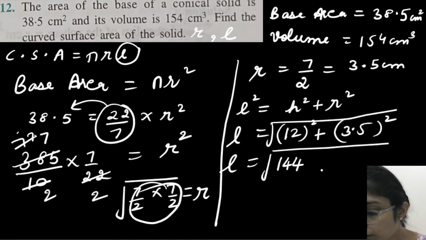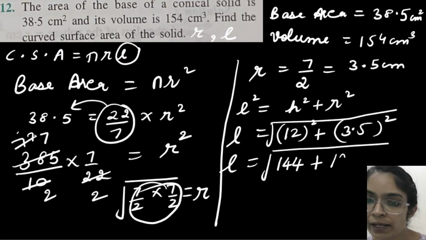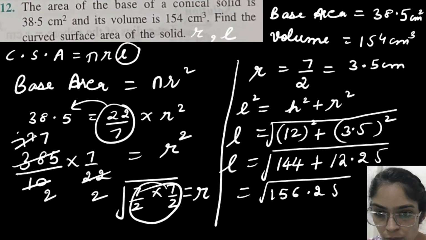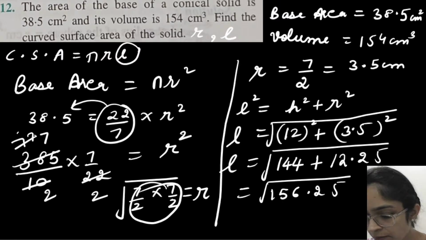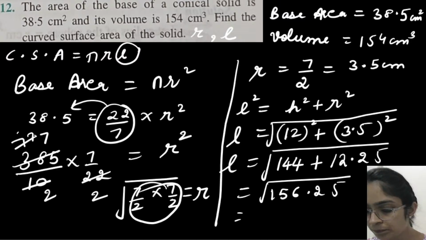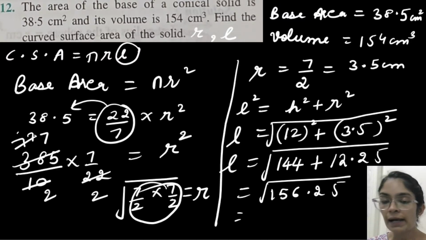Nikita, just join the class again. 3.5 square, when you find it will be 12.25. So when you add them, you will get 156.25. So just calculate its square root's value and tell me. You can calculate the value of square root and tell me what we will get. 156.25, what we will get?